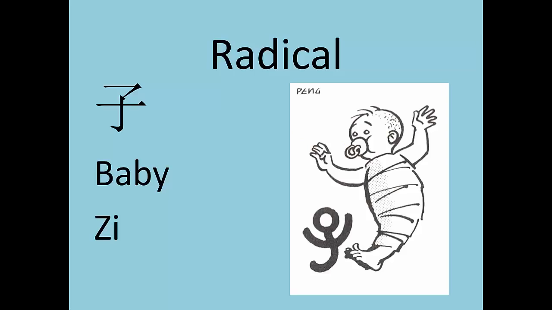Hao textbook, Lesson 2, Characters. The first radical in this lesson is the baby radical, 子. It's a picture of a baby. The top is the baby's head. Then you have the baby's legs wrapped in a swaddling cloth or diaper. And then it shows the baby's arms.